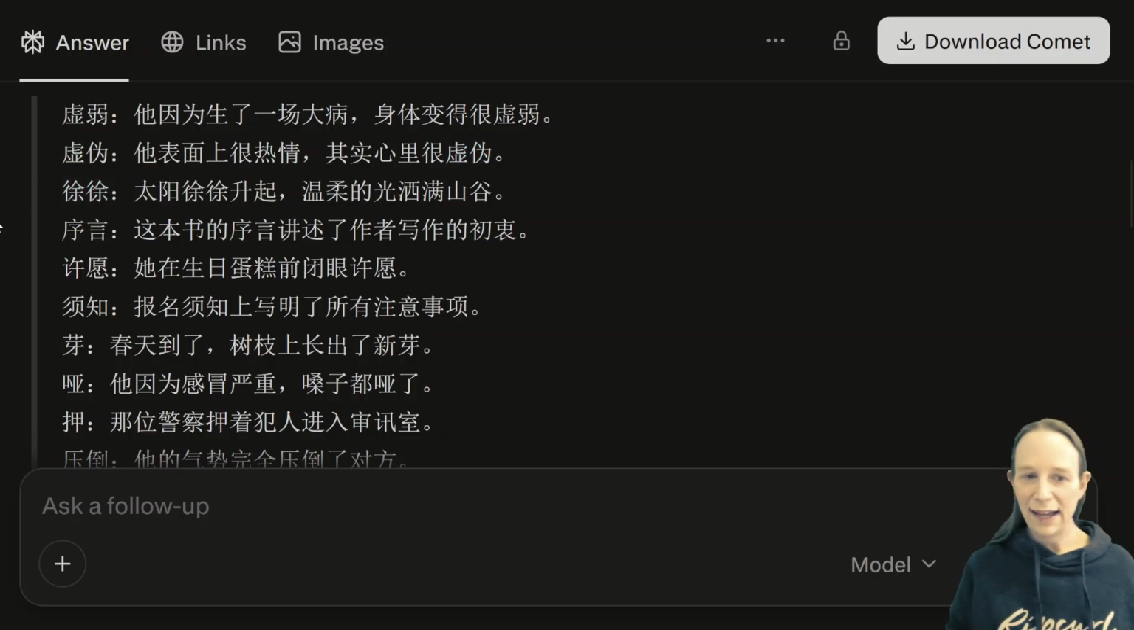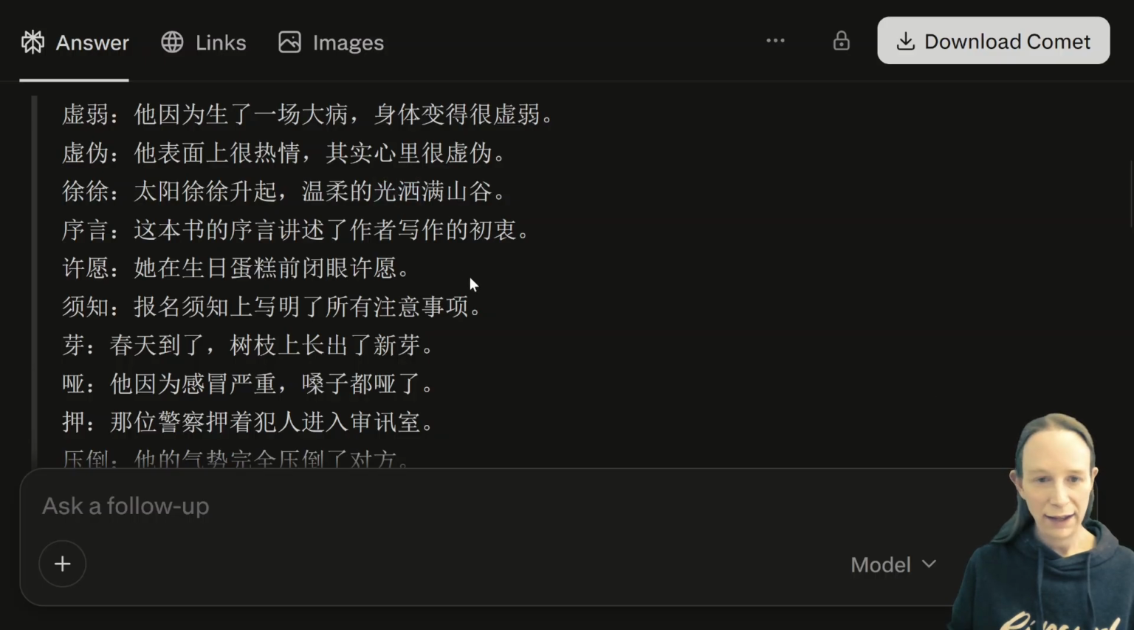Okay, this, I don't know. 虚虚. I don't know. Presumably it just means many or something like this, but I don't know. 太阳栩栩升起. Well, there's only one sun, so it can't mean many. Is it like elegantly or gracefully or something?